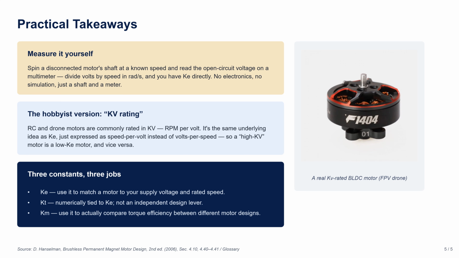Finally, remember the three jobs these constants perform. Ke matches a motor to your supply voltage and rated speed. Kt is numerically tied to Ke, not an independent design lever. And Km is the one you actually use to compare torque efficiency between different motor designs. Three numbers, three very different jobs, and now you know which one to trust for which decision.